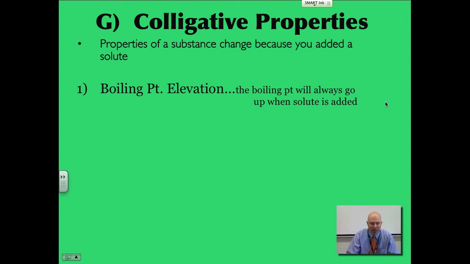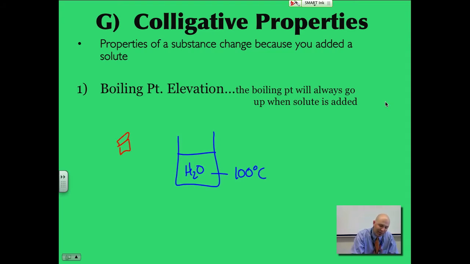Here are some colligative properties. Boiling point elevation. The boiling point will always go up when you add a solute to a solvent, okay? So water boils at 100 degrees Celsius. If we put salt in that water, it's going to increase the boiling point. It's always an elevation, okay? Now, how much we put in will determine how much the elevation goes up.